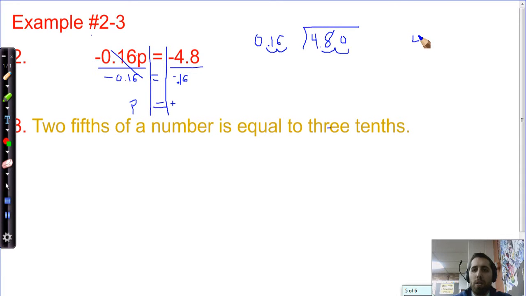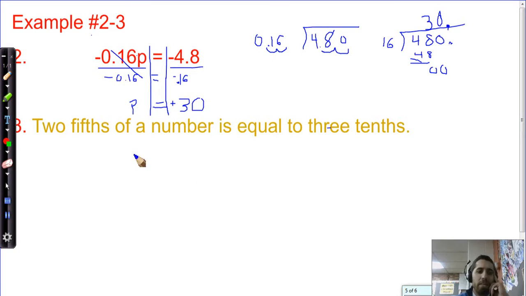So this is 480 divided by 16. How many times does 16 go into 48? If you know your 16's times tables, it's 3. 48, subtract, you get 0. How many times does 16 go into 0? 0. That's important because our decimal is over here. We need to fill in that placeholder 0. So p is equal to +30 in this case.